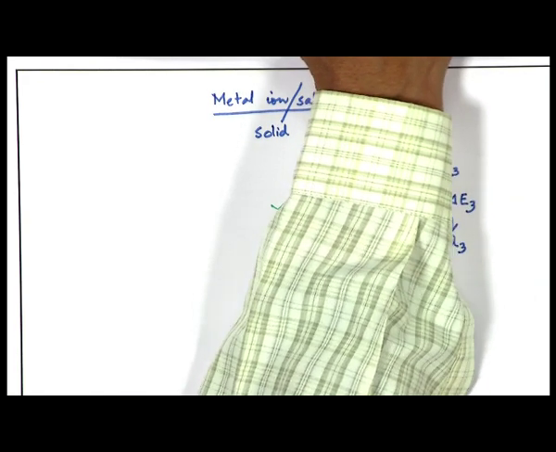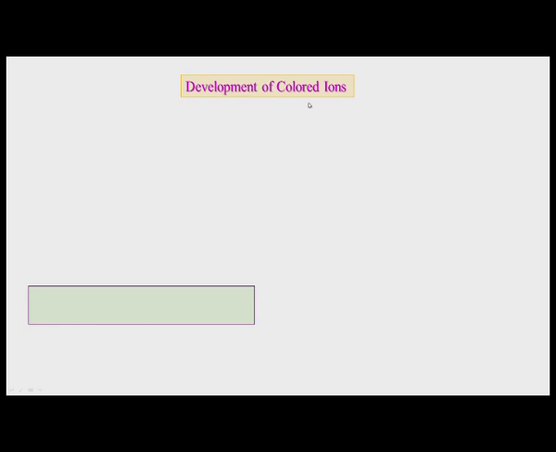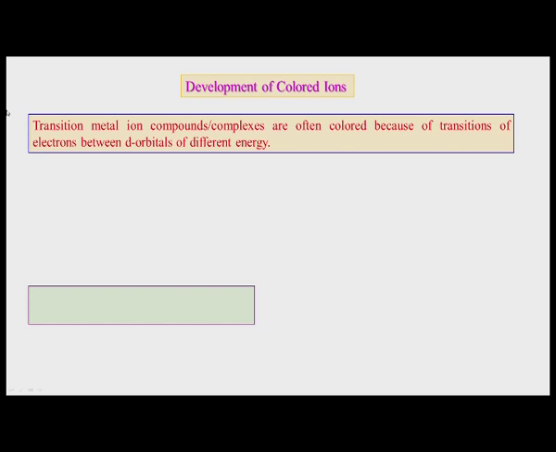So, what we see here is how we go for the development of colored ions. When ions are there in solution, they will give rise to some coloration which is different from that of your s block and p block elements. That means, if we have sodium chloride in solution, we cannot see any color, but if we have the corresponding nickel chloride or copper chloride in solution, we have the corresponding color. As we define, transition metal ion compounds or complexes are often colored because of transition between the d orbitals of different energies.